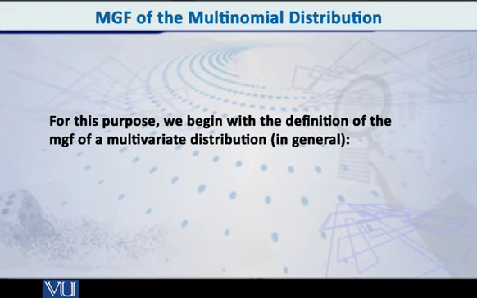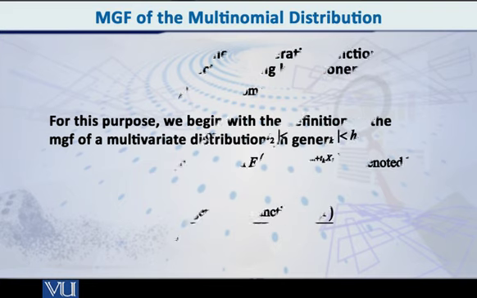So multinomial distribution is also a multivariate distribution. Therefore, as I said, I will first discuss with you expression of the MGF of a multivariate distribution, generally speaking. So what is that expression?